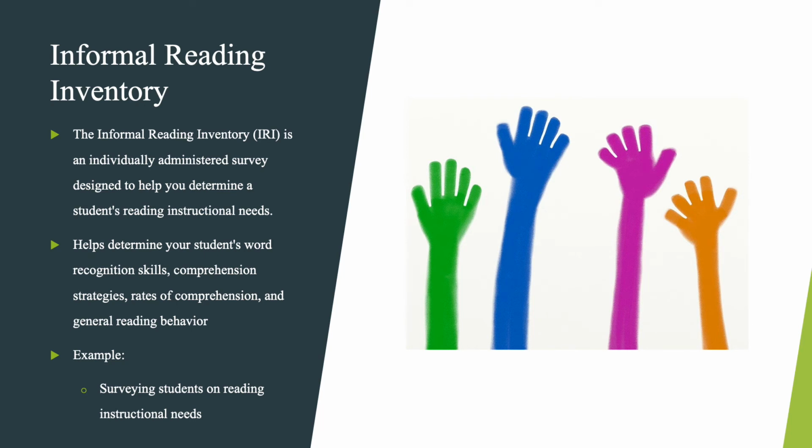Validity is the degree to which an assessment actually measures what it claims. Informal Reading Inventory, or IRI, is an individually administered survey designed to help you determine a student's reading instructional needs. This helps determine your students' word recognition skills, comprehension strategies, rates of comprehension, and general reading behavior. An example would be to survey your students on their reading instructional needs. So this would be as simple as asking them questions about what they do while they read, or what they like to do, or what they struggle with, things like that.